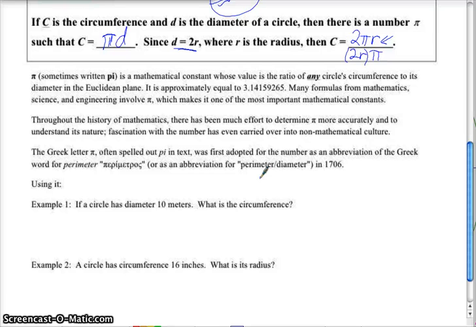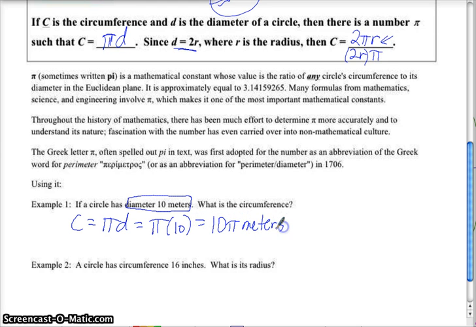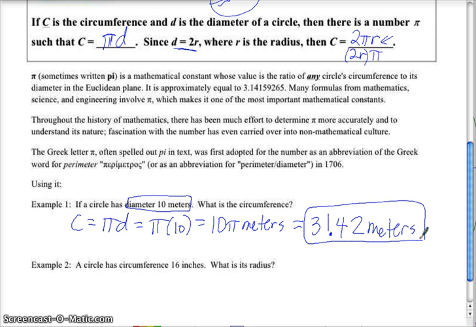Okay, and then of course we can calculate here. Example number 1 says, if a circle has a diameter of 10 meters, what is the circumference? Well, the circumference is pi d, because I gave the diameter. So you would just say pi times 10. If you were going to leave your answer in terms of pi, you could just write 10 pi, but usually it's rounded. So that's about the same as multiplying that out, 31.42 meters, or 31.4 meters.